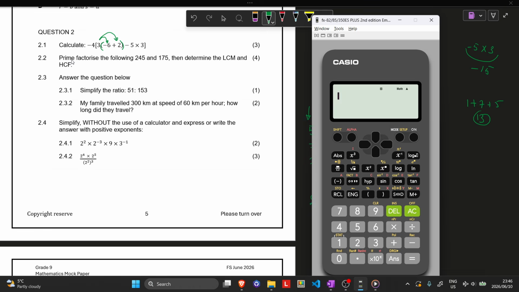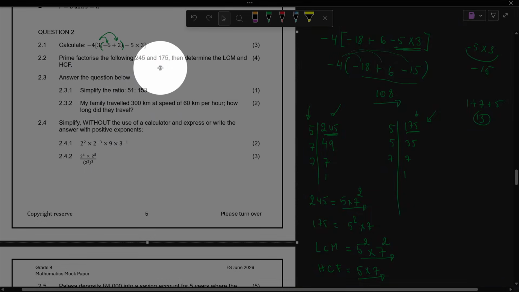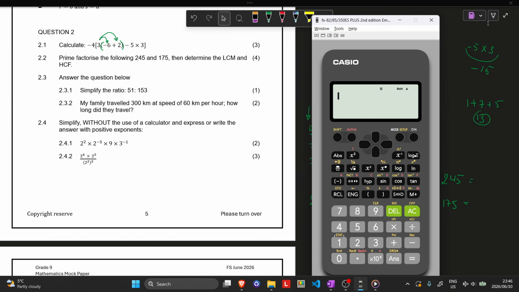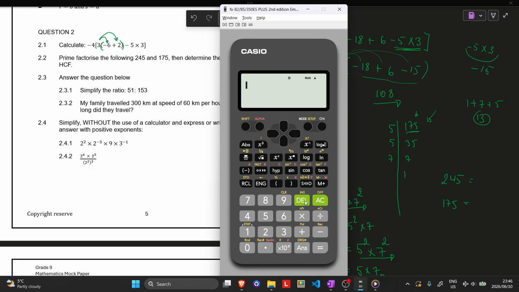we are here, 2.2. We need to prime factorize the following. So what is the prime factorization of 245? What is the prime factorization of 175? So how do we get this? We just take our calculator. Let me move it to the side. So I'm just going to write 245. This is our first number.